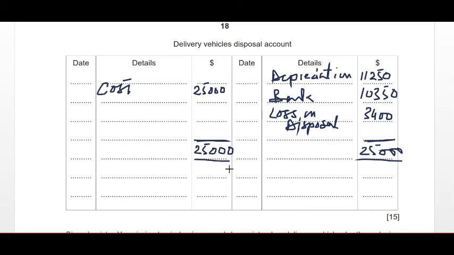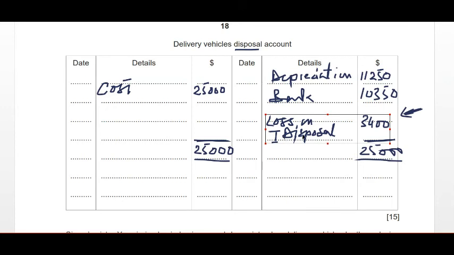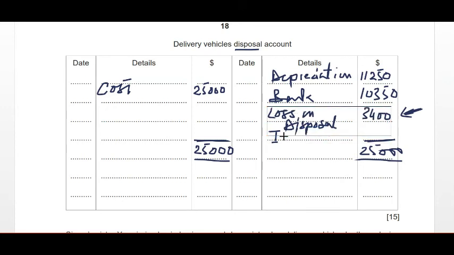Now, always remember, there is no balance CD or balance BD in a disposal account. In a disposal account, you are simply calculating whether there was a gain or loss on disposal. This amount of 3,400 is the amount that will go in the income statement on the debit side, because this appears here on the credit side. So, in the income statement, a loss on disposal is always recorded as an expense, and it is recorded on the debit side.